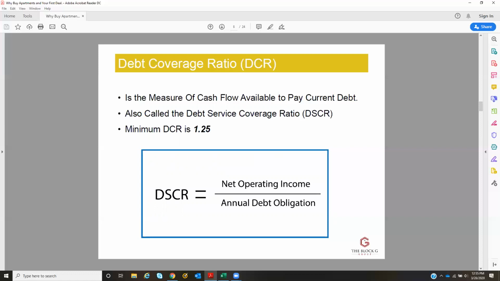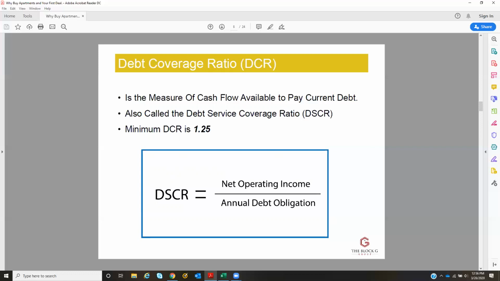Now, I have to say that with a preface, because if you've been doing business with a bank for a whole long time, they may let you come in at a lower one if you put more money up or whatever. But for the case of this webinar, just know that the debt coverage ratio has to be 1.25 or greater. And this is really a measure of cash flow available to pay your current debt.